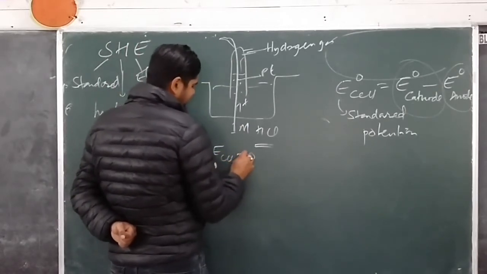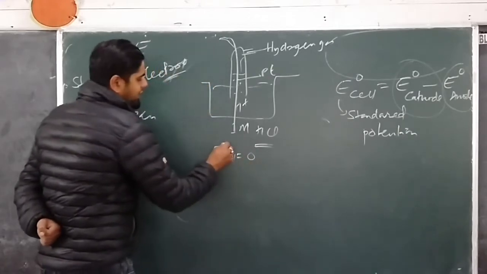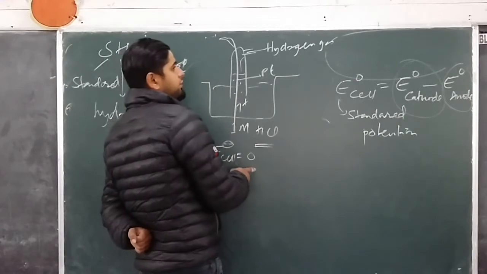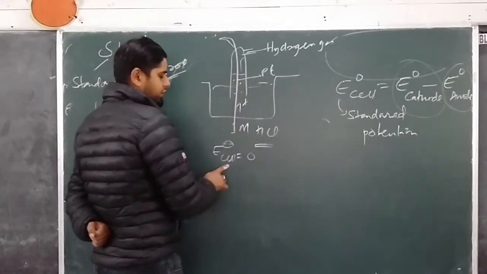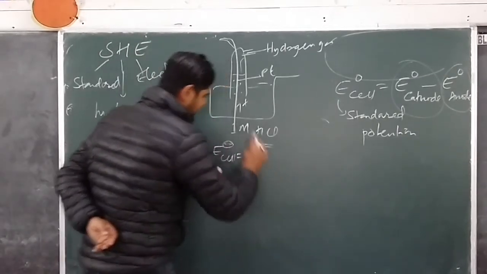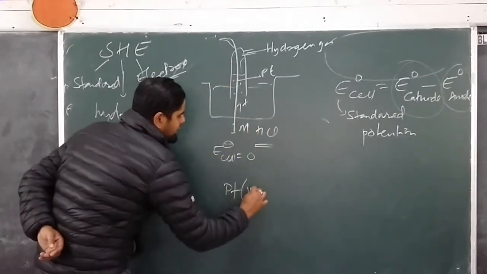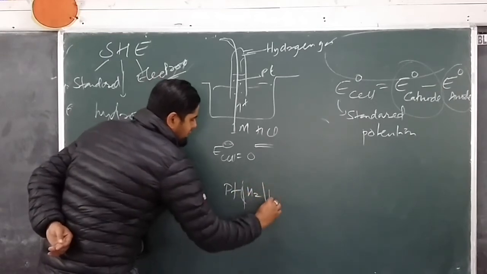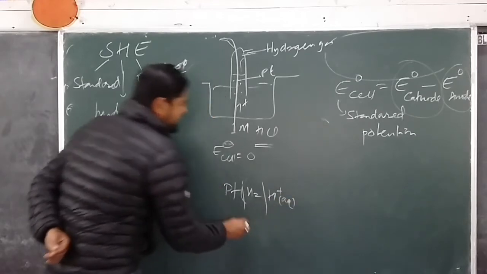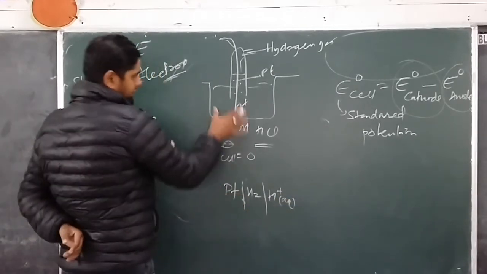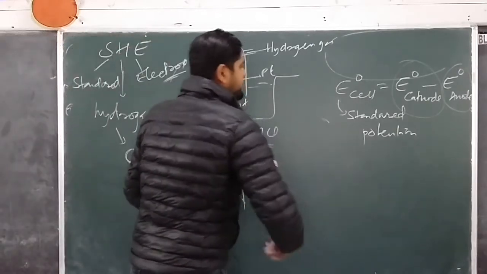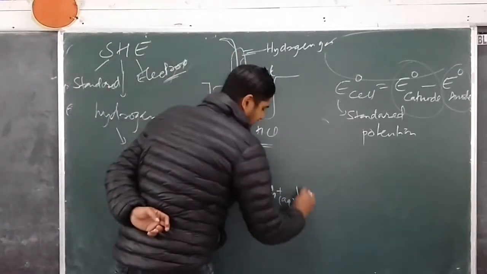For this, E cell is equal to 0. Let me write E naught. This E naught is equal to 0, meaning the standard potential for this is 0. If you compare any other cell, for example, let me write this: platinum, H2 gas, and H plus ion, aqueous. This is the standard hydrogen electrode. If you compare it with any other, suppose with copper, you need to have a salt bridge.